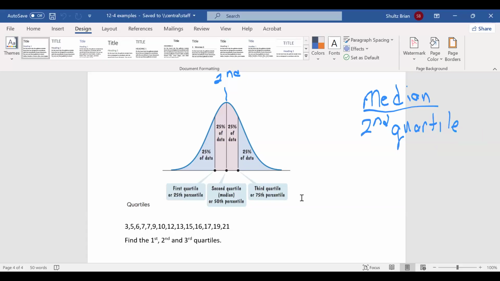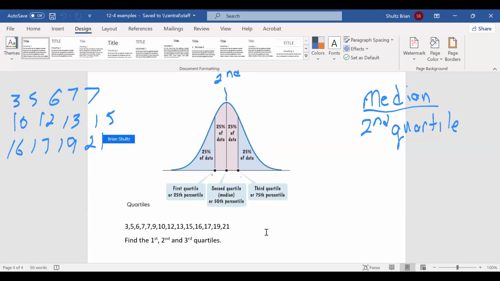We're going to talk about finding the first and the third, and I'm going to go to my calculator now and put in these values. I'm going to show you again what we did the other day with our calculators. I'm going to write these values down so that they'll be here when I call up my calculator. I've got 3, 5, 6, 7, 7, 10, 12, 13, 15, 16, 17, 19, and 21. I'm going to grab my calculator and show you how easy this is.